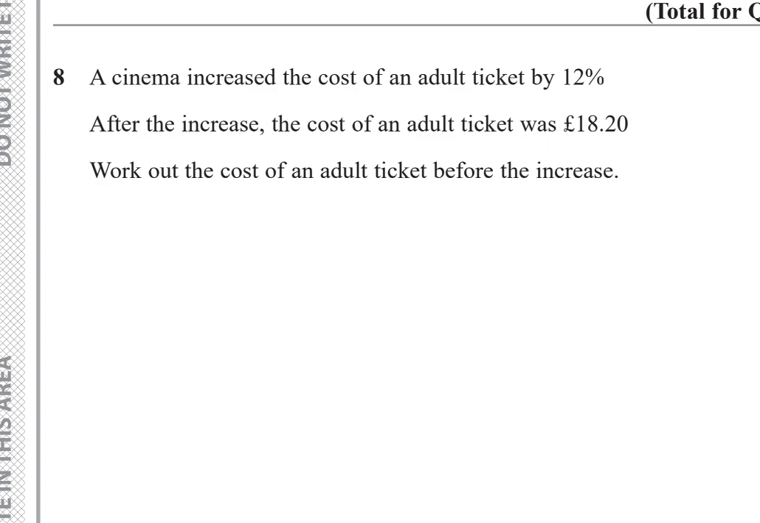Number 8, a cinema increased the cost of an adult ticket by 12%. After the increase, the cost of an adult ticket was 18.20. Work out the cost of an adult ticket before the increase. So the increase is 12%, so 100 increased by 12, so 112.